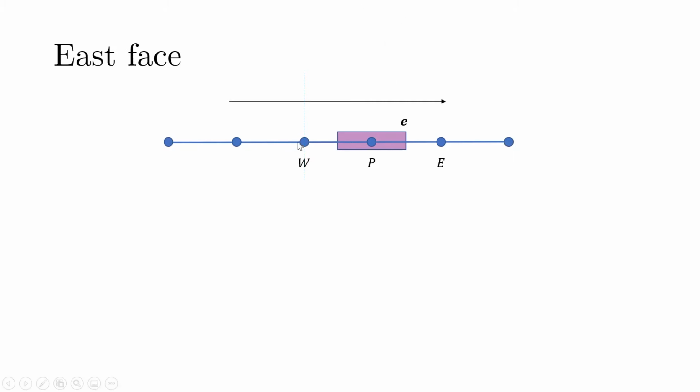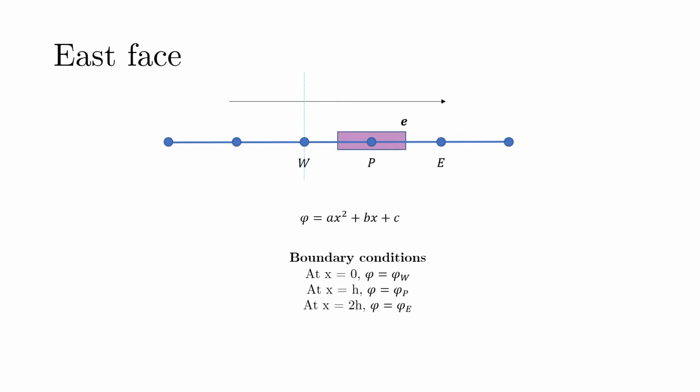So now we have these 3 points here, and I have taken my origin at point W. Again we take the expression ax square plus bx plus c, and we use these boundary conditions here: at x equals 0 phi is phi at capital W, at x equals h phi is phi P, and at x equals 2h phi is phi at E.